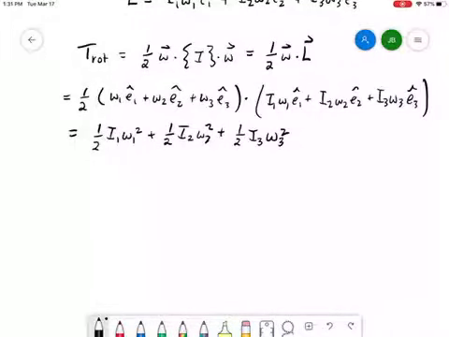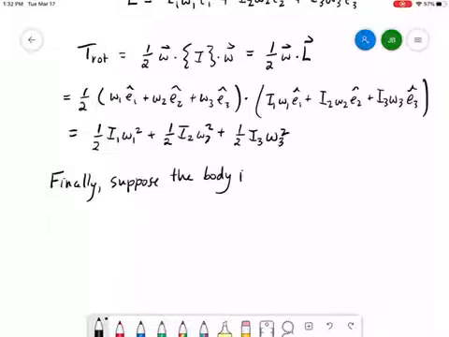So there was one other thing that I wanted to do in the last video, and I wanted to see what would happen if the body that we're considering is rotated about one of the principal axes.